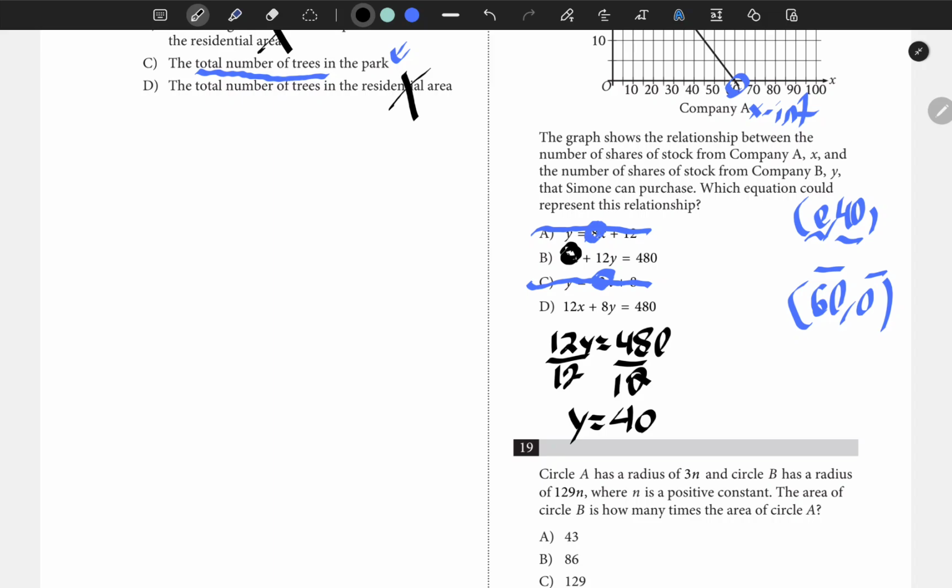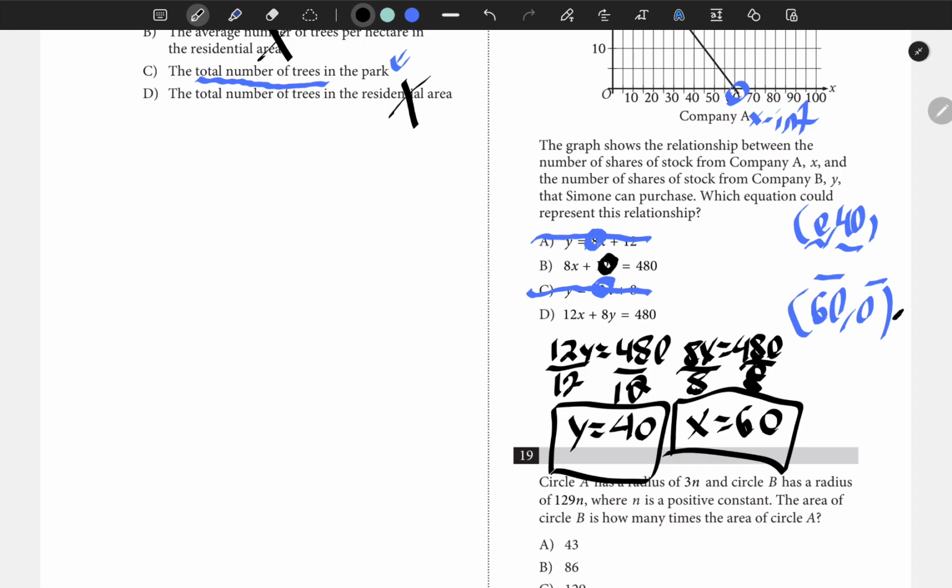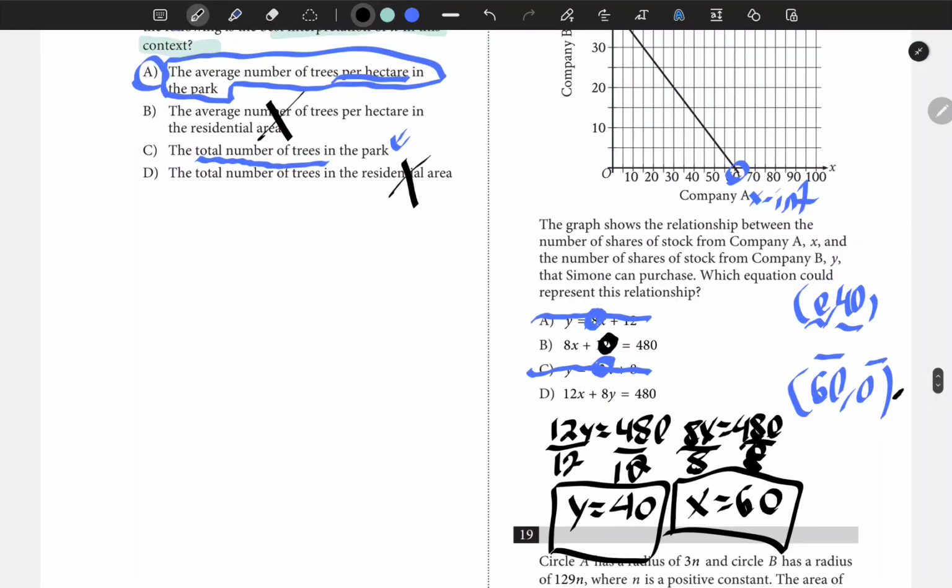We do the same thing for the other one. We plug in 0 for y. So now we're doing this point right here. Now we have 8x is equal to 480. We divide by 8, and we get x is equal to 60, which is exactly what we needed to get for both cases. And we can determine that this is my answer.